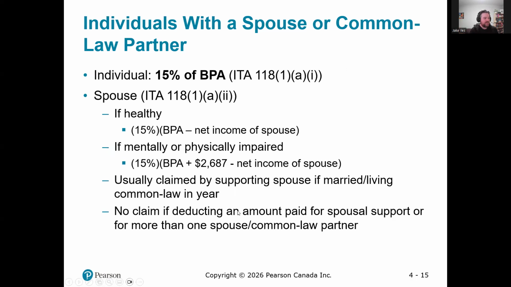There's no claim if deducting an amount paid for spousal support, or for more than one spouse or common law partner. A household is only meant to, I guess to say, benefit from two basic personal amounts. So if I am in a common law relationship with 6 people, I can't have everyone transfer me their credits. I can only have one person transfer the BPA to me. So we can only really benefit from your basic personal amount and the basic personal amount of one additional person, and that's called the spousal amount.